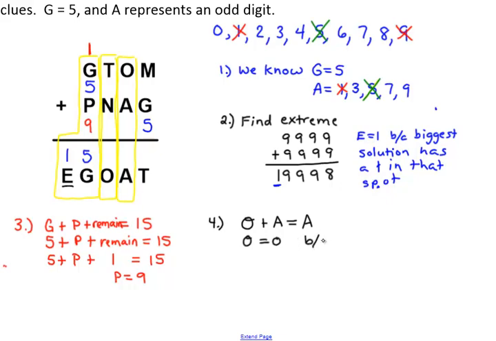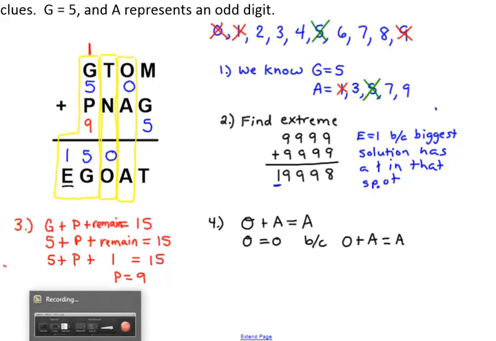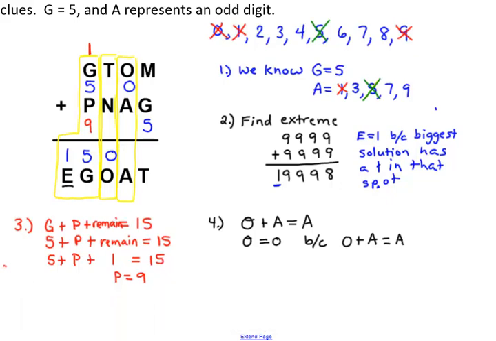And that's because 0 plus a is equal to a. So we're going to let O equal 0. Okay, so now that I know that O is 0, then A still could be 3 or 7. It can't be 9 because we said that 9 was used up. So it could be 3 or 7.